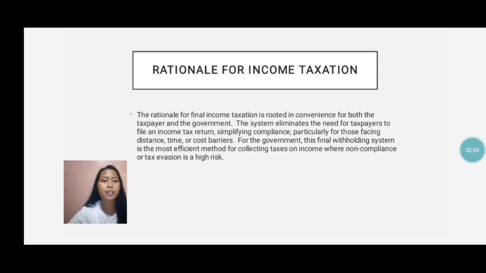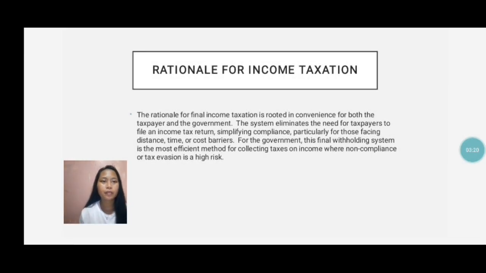Rationale for final income taxation. The rationale is rooted in convenience for both the taxpayer and the government. The system eliminates the need for the taxpayer to file an income tax return, simplifying compliance, particularly for those facing distance, time or cost barriers. For the government, this final withholding system is the most efficient method for collecting taxes on income where non-compliance or tax evasion is a high risk.